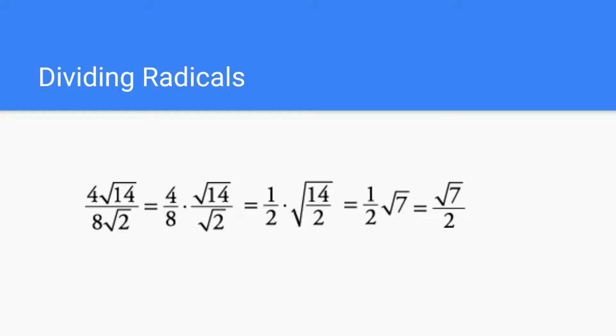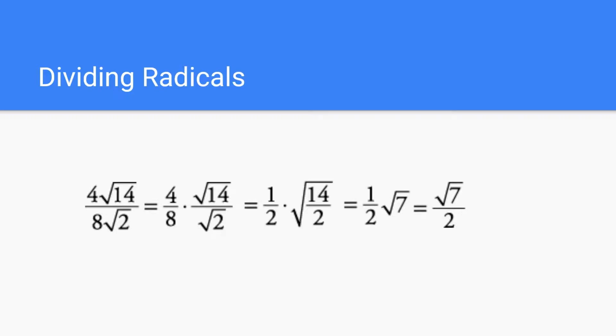Lastly, we're going to talk about dividing radicals. First, you have to separate the radicals and the coefficients. So in the problem 4 radical 14 over 8 radical 2, that can be separated into 4 over 8 times radical 14 over radical 2.